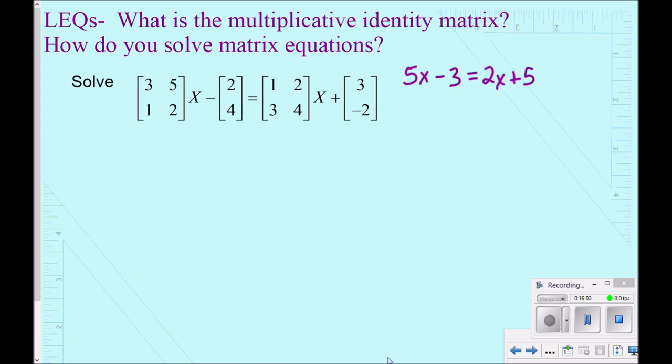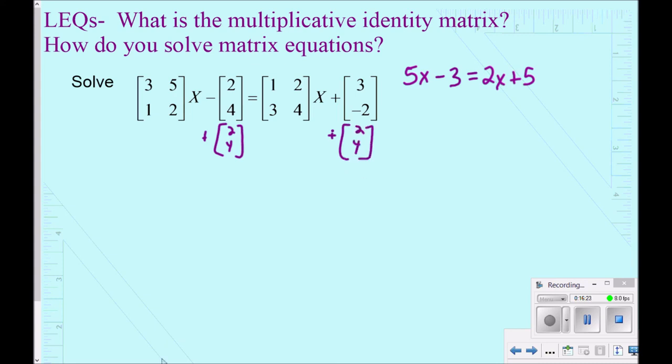So what would we do first? Well, we'd probably add 3 to both sides first. Okay, so now let's take that same logic and apply it to this matrix equation. So that means the first thing I would do is add the matrix 2, 4 to both sides of this matrix equation.